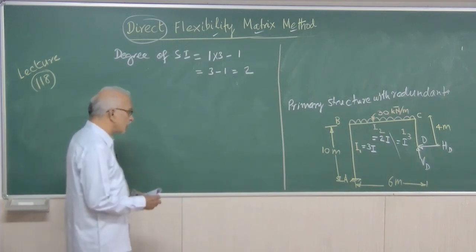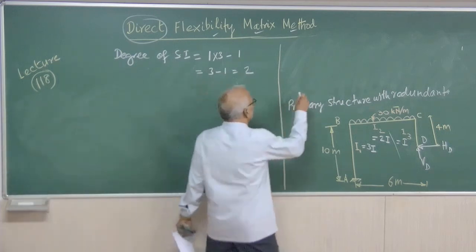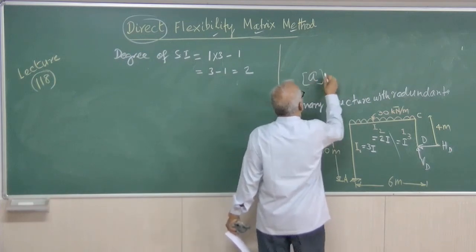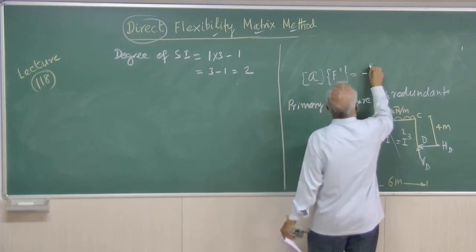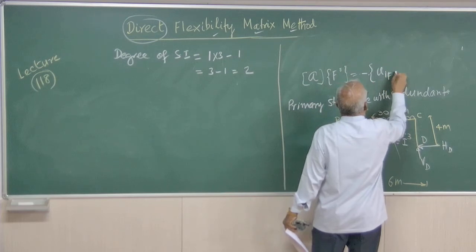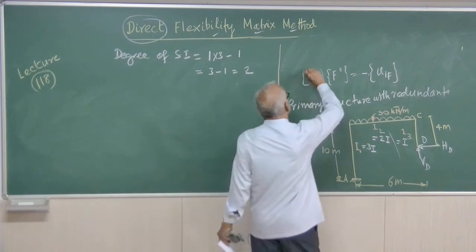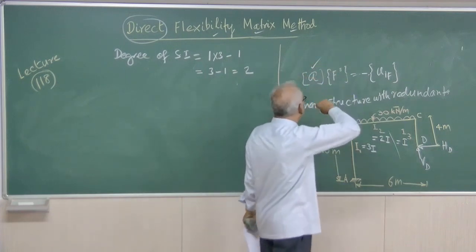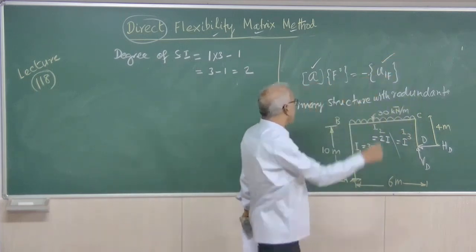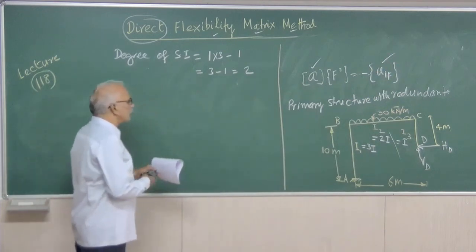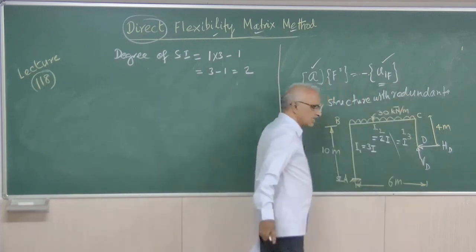Now we know that the compatibility equation is A into F naught equal to minus UIF. This is the compatibility equation. And also we know that this is a matrix consisting of displacement coefficients. This is also displacements. Now we have to find out the value of A into F. So these are displacements, these are also displacements.